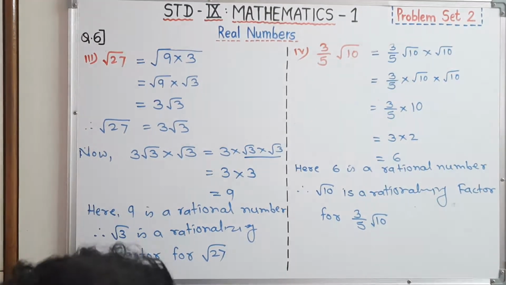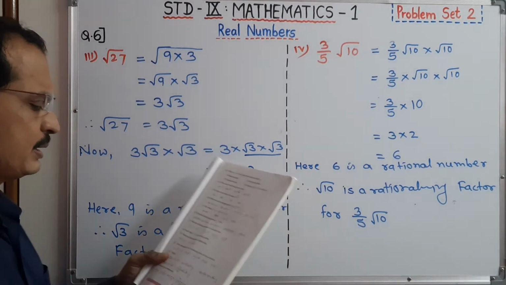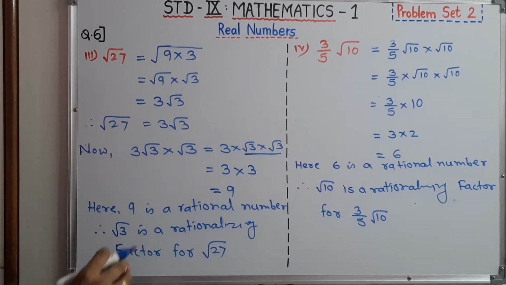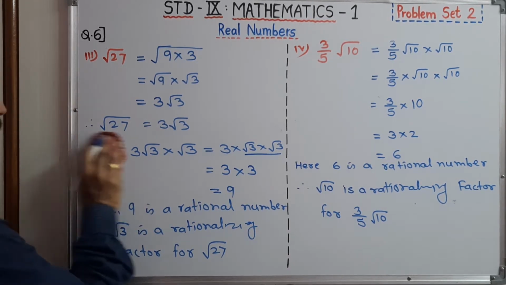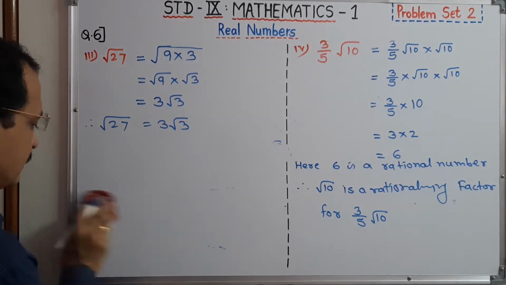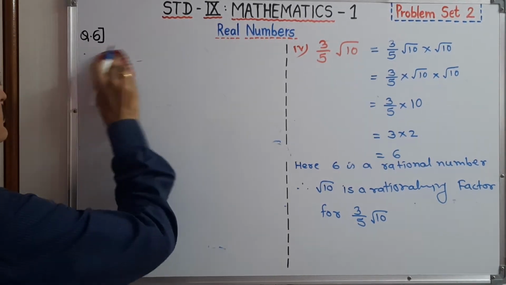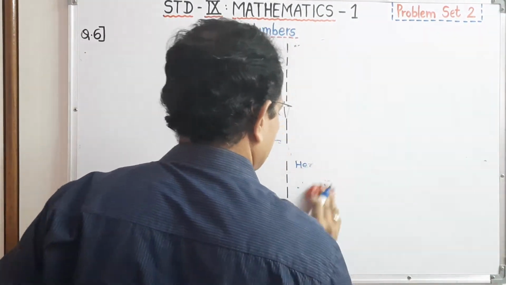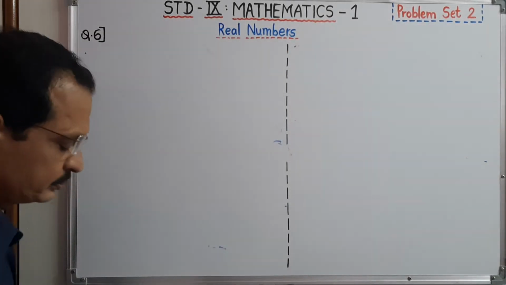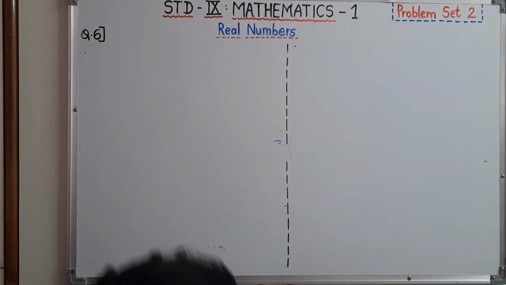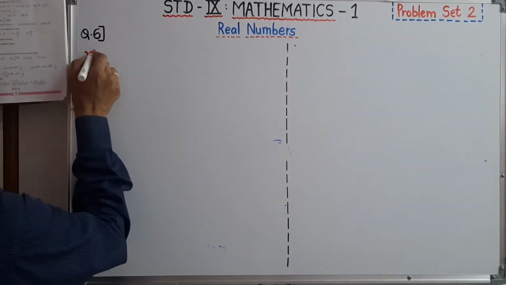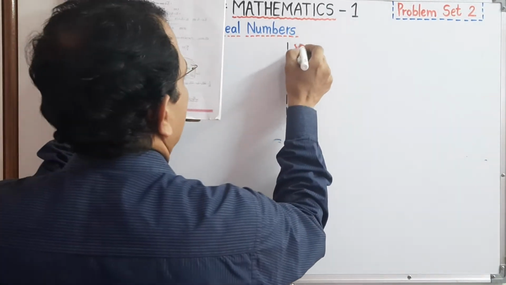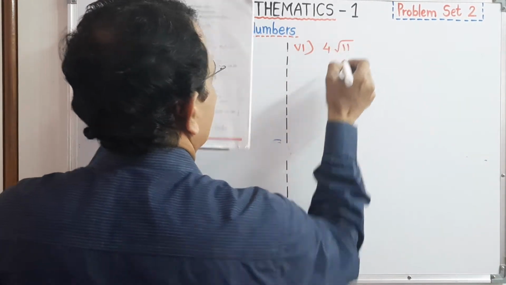Dear student, see the next sum. It is the same. Question number 5th and 6th, that we have to learn. Write down this in your notebook. Now see the 5th and 6th one. Question number 5th one is 3 root 72 and the 6th one is 4 root 11.